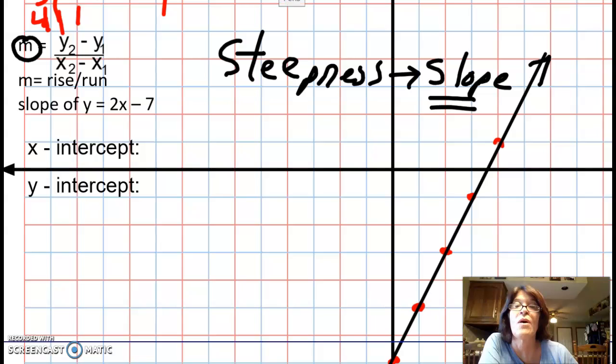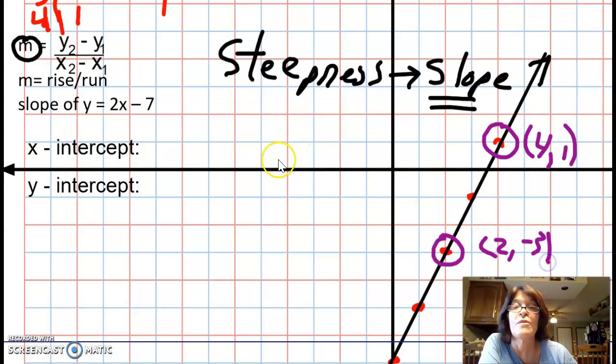To find the slope, you pick any 2 points, and you subtract the y's and subtract the x's. So maybe I'll pick this point and this point. You can pick any 2 points you want. This is the point (4, 1).